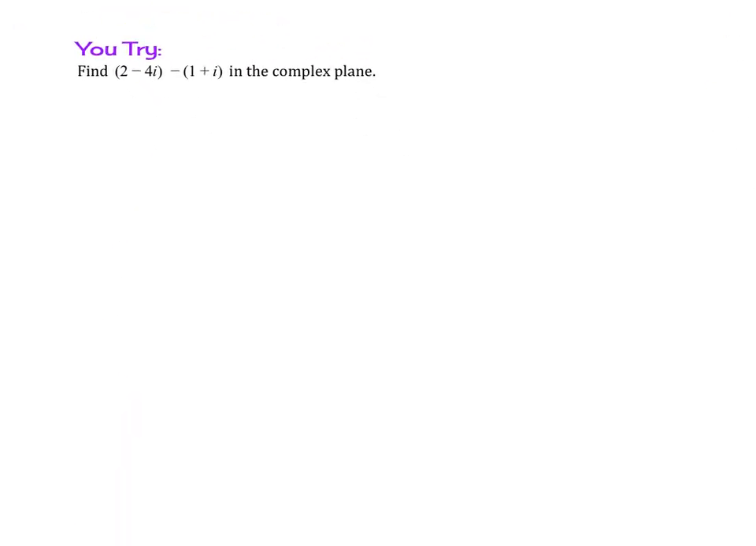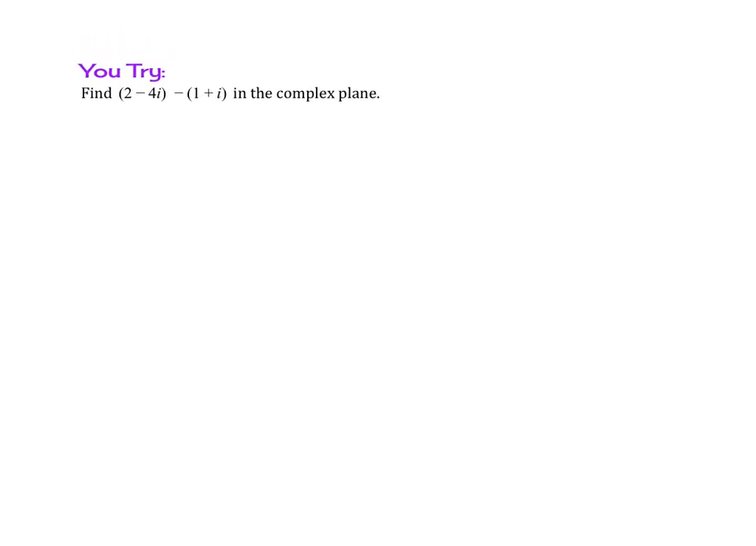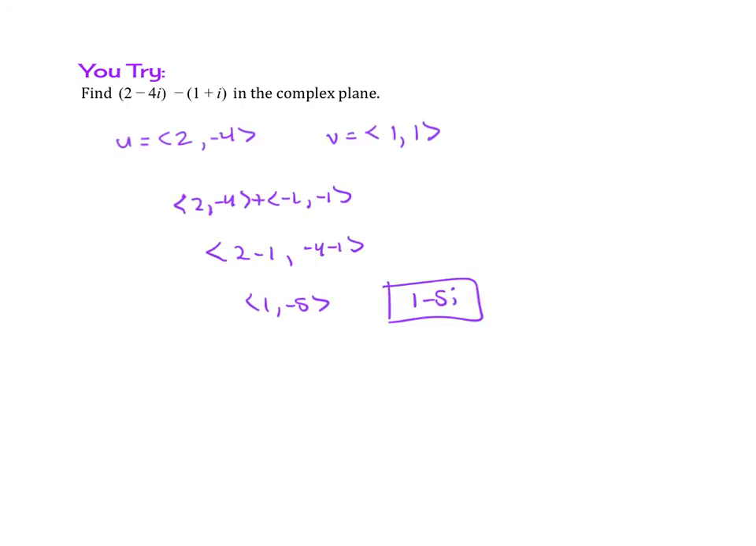So try this one. Find (2 minus 4i) minus (1 plus i) in the complex plane. Okay, if you try this out, you should get 1 minus 5i.